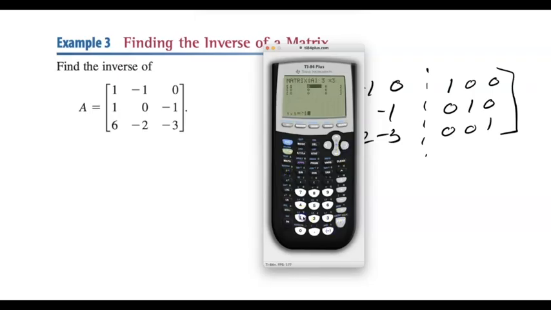1, negative 1, 0, 1, 0, negative 1, 6, negative 2, and negative 3. Okay, we're going to get out, select our matrix, the second matrix, and all you do is press the inverse button.